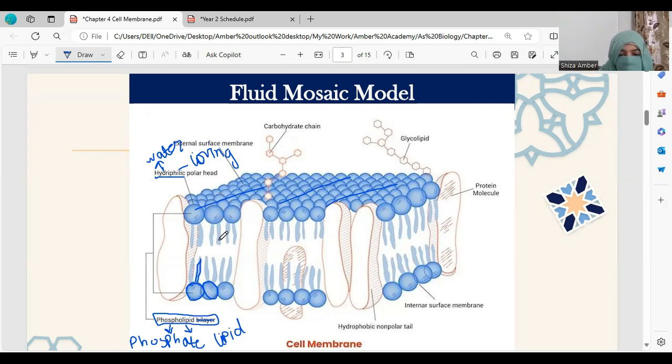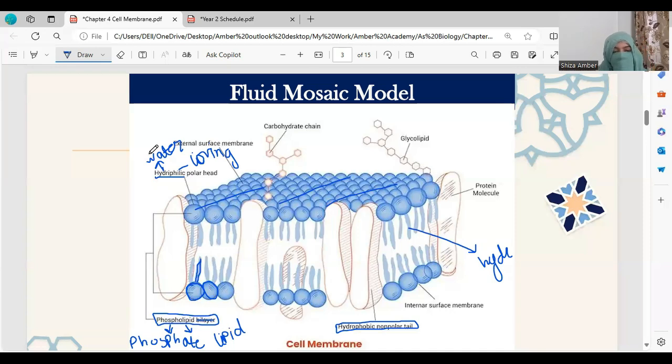These are lipid hydrophobic layers. Hydro means water, phobic means fearing. So these lipid projections are hydrophobic in nature, which means they are water fearing. So we have a phospholipid which has a phosphate head, then we have lipid layers, then we have lipid tails which are hydrophobic.